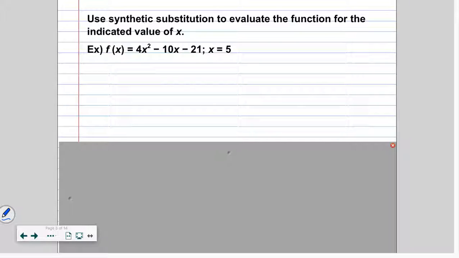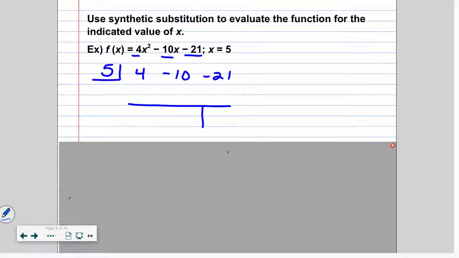So let's just do a couple more here. We've got this example, 4x squared minus 10x minus 21 when x equals 5. This one wouldn't be too bad. We'd just plug 5 in, square it, and so forth. Let's go ahead and do it though. So we'll set this up synthetic. 5 in the box, 4, -10, and -21. And then we'll draw it here with a box. And let's just go ahead. Bring the first one down. 4 goes down.